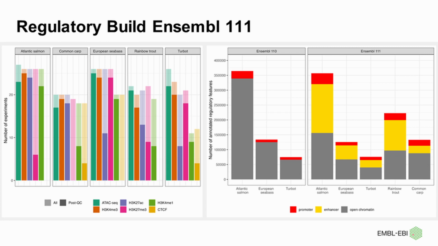So for ENSEMBL 110, we included Atlantic salmon, sea bass, and turbot. And at that moment, we were just able to report promoters and open chromatin regions. In our new release, we improved the annotations for these species because we incorporated more experiments, and we also added the annotation for enhancers. And we are also releasing regulatory features for rainbow trout and for common carp.